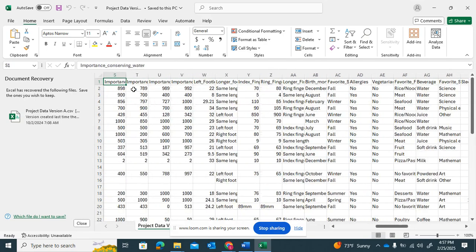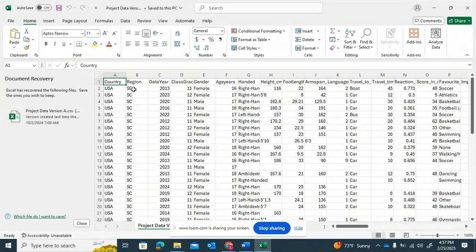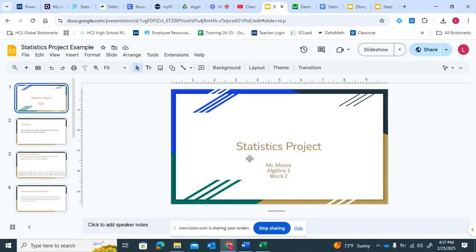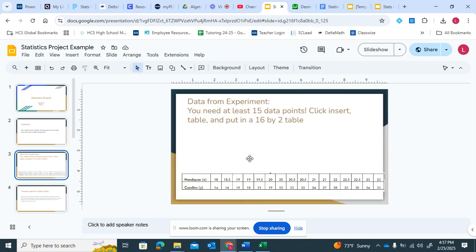You have to either download data set A or data set B, depending on which one you were assigned. Then your goal is to create only 9 slides. In the slides, you need to write down your question. I gave you the question, so that should be the first 2 slides, the easiest thing. The first one is the title slide.